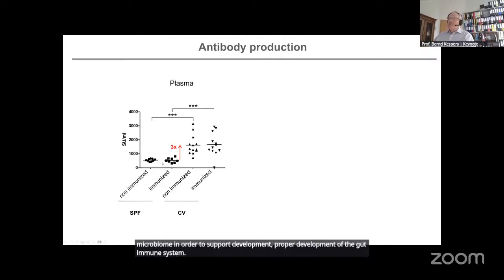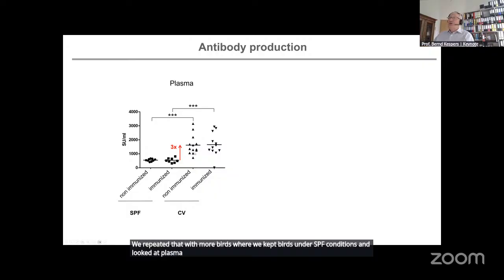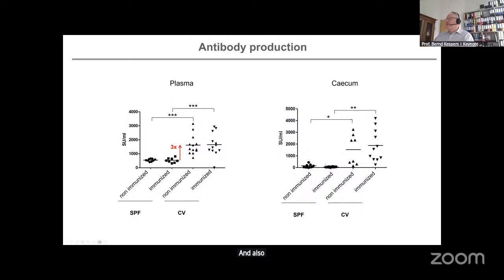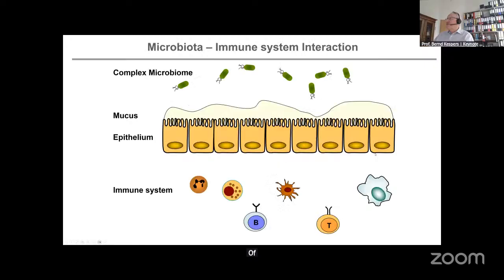We repeated that with more birds, where we kept birds under SPF conditions and looked at plasma IgY, and you can see here that is really going up significantly, at least 3-fold in concentration in the blood. And also in the cecum, you can see that in SPF birds, we initially found very little production, while we found nice production of IgA antibodies in the cecum. So clearly, the microbiome has an impact on the development of the immune system.